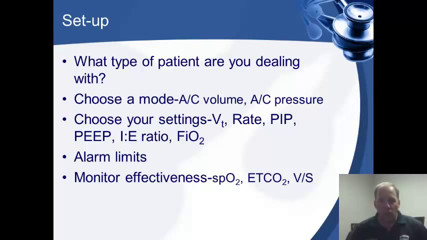You can just go down to the mode on the bottom right portion of the screen. You'll see a P or a V. You can highlight that and change it to pressure mode and hit your OK button and set up the rest of your vent after you do that.